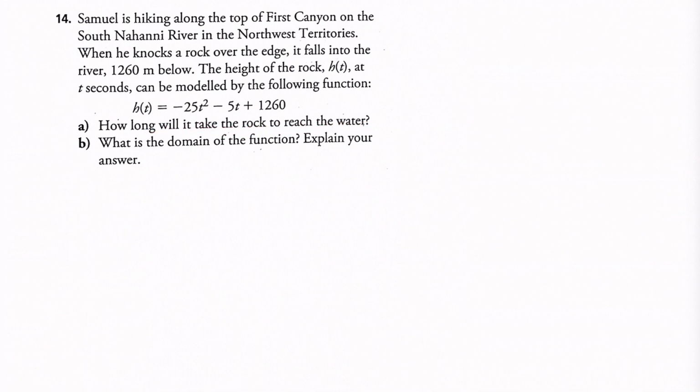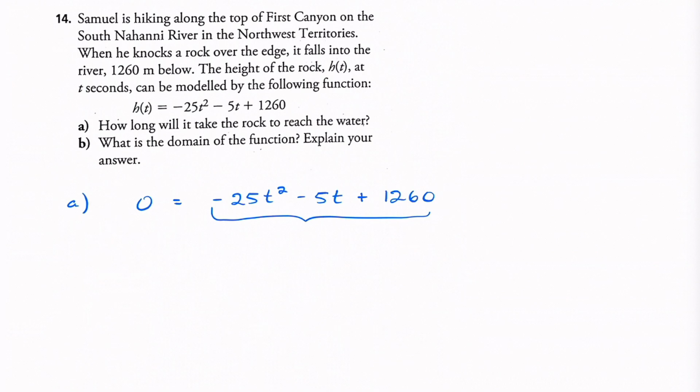So if it's falling from the top, we want to find when that rock reaches the water, which will mean that it's at a height of 0. So I'm just going to write that down. Okay, so I've changed the h of t to now be 0. It's at a height of 0. And I'm going to put this into my calculator. I'm just going to put this side as y1, graph it, and find the x-intercepts.